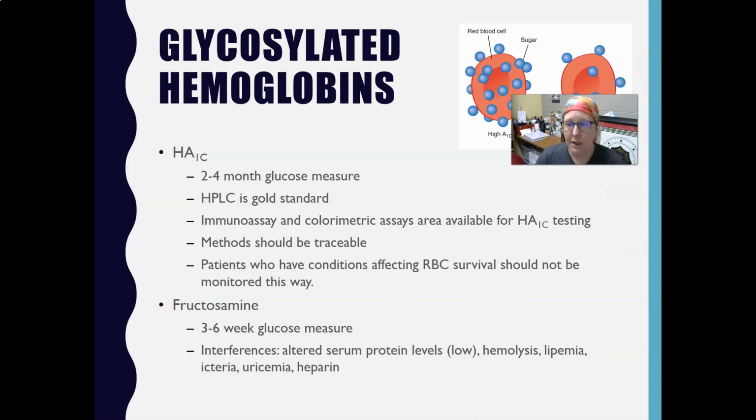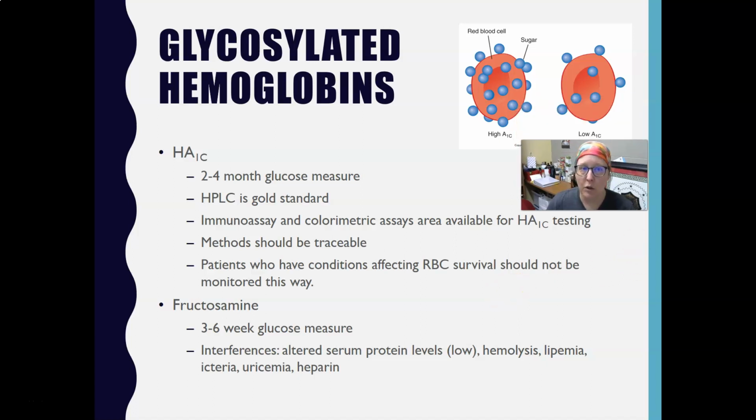Next we're going to talk about glycosylated hemoglobins. As sugar is present in the body, it basically tags onto the hemoglobin molecule, sticks to it, and then doesn't let go. It's a reaction that does not require an enzyme, so it happens in everybody. It's also irreversible. Once the glucose is bound to the hemoglobin molecule, it is not letting go. And so we can measure this.